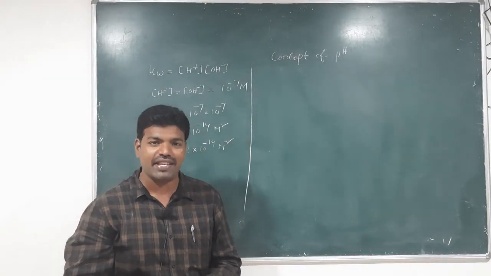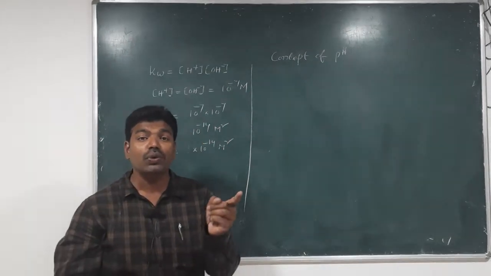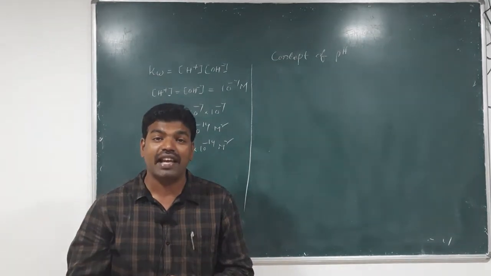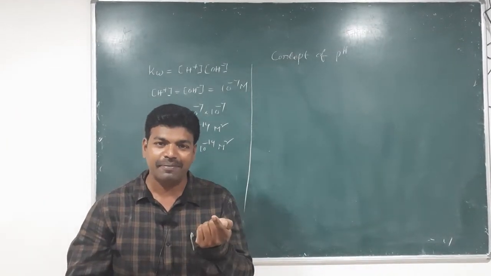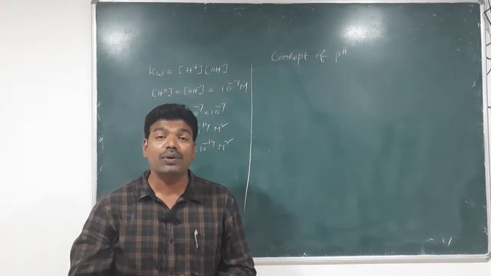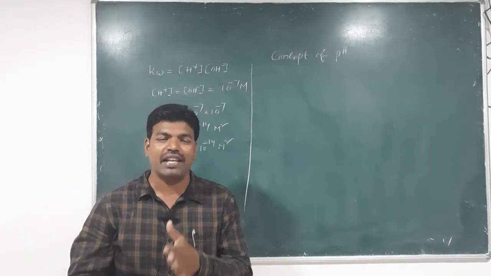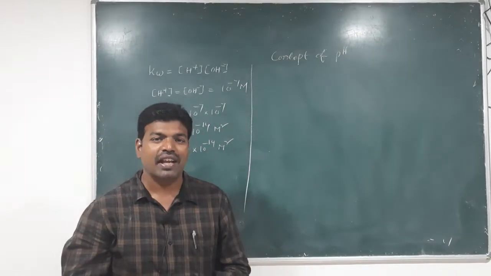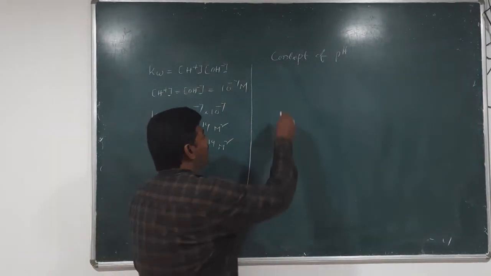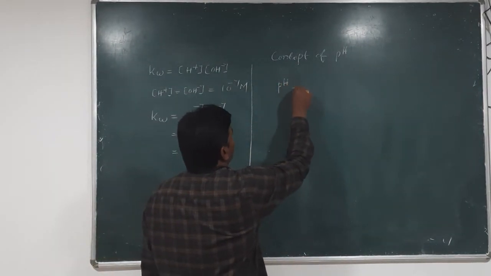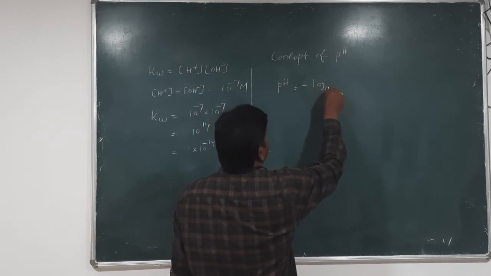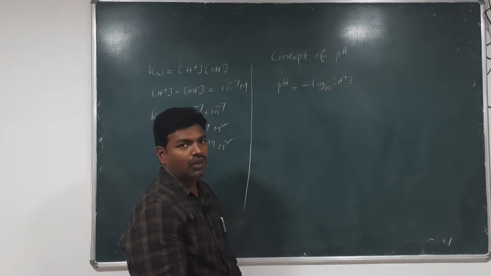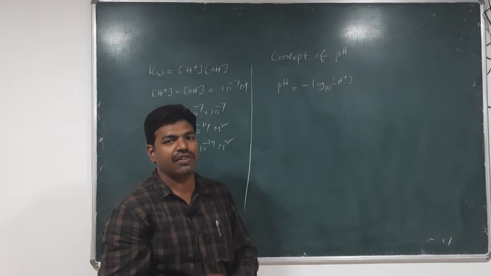the negative logarithm to the base 10 of the concentration of H plus ions in solutions. I repeat, pH is defined as the negative logarithm to the base 10 of the concentration of H plus ions in solutions, and mathematically it can be written as pH is equal to negative logarithm to the base 10 of the concentration of H plus ions, or the concentration of H3O plus ions.